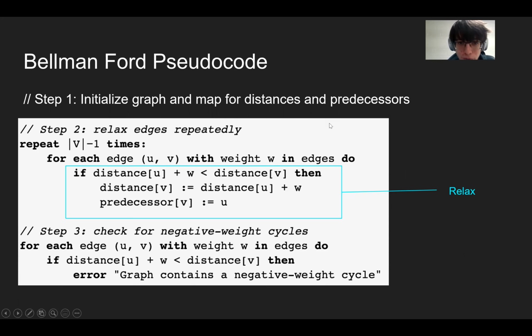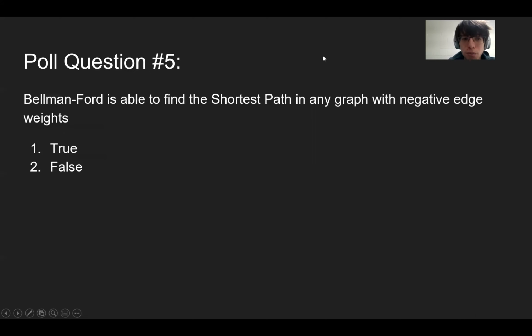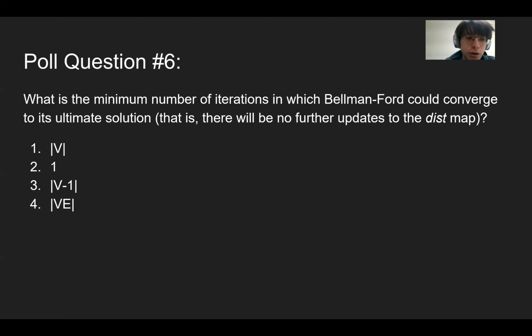So that's the idea of Bellman-Ford. Okay, question number 5. Bellman-Ford is able to find the shortest path in any graph with negative edge weights. I'll pause and try and answer it. And so the answer is false, right? Because it identifies if there is a negative weight cycle, which is great. But if there's a negative weight cycle, there is no shortest path in the graph, right? So it can't identify because there isn't one. Yeah. Okay, true or false.